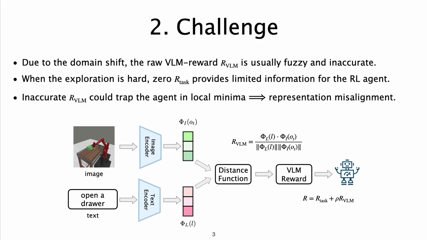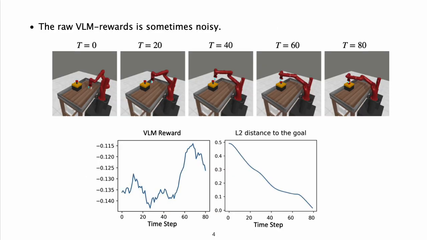There are some challenges in directly using the raw VLM reward in RL. Firstly, the raw VLM reward is usually fuzzy and inaccurate. Secondly, when the exploration is hard, zero task reward provides limited information for the RL agent. Thirdly, inaccurate VLM reward could trap the agent in local minima due to the representation misalignment.